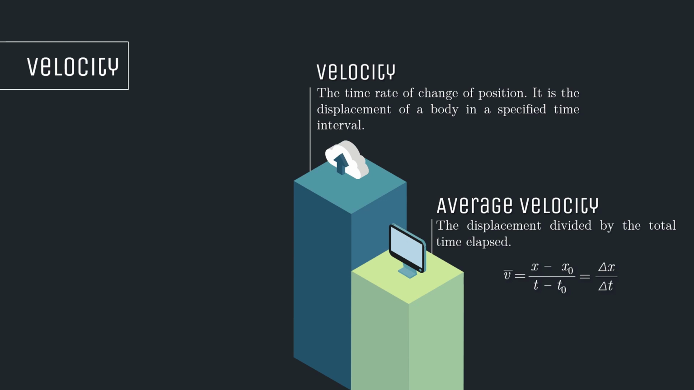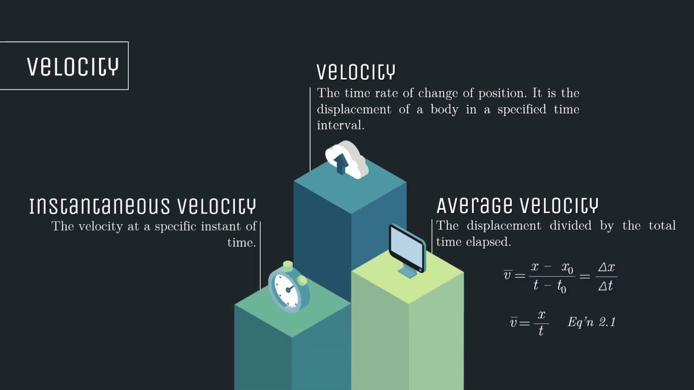Next, we have the average velocity, displacement divided by the total time elapsed. In symbols, we have v is equal to (x minus x initial) all over (t minus t initial), or that is equal to delta x all over delta t. And since the values of our initial position and initial time are equal to 0, therefore we have v is equal to x over t.